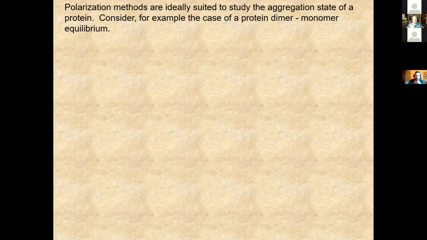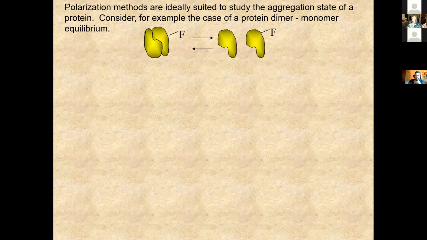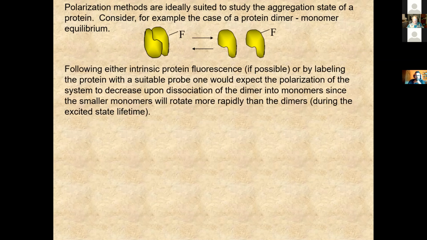Now, what do we use polarizations for? Well, it's very good for looking at different things, for example, the aggregation state of a protein. Let's consider a protein dimer-monomer equilibrium. So we have a dimer, we have a fluorophore on it, and as we dilute it, it can dissociate. You can either follow the intrinsic protein fluorescence sometimes, or put on a suitable probe and follow this. Now, when I say suitable probe, in the case of polarization, what we really mean are probes of a suitable lifetime. That's why it's important to know the lifetime of the probe you're using for these measurements.